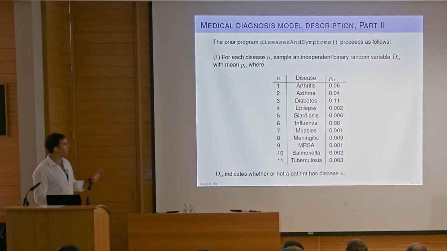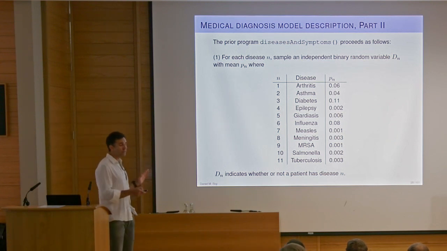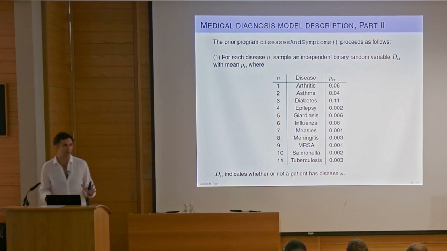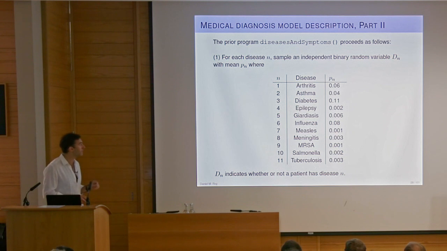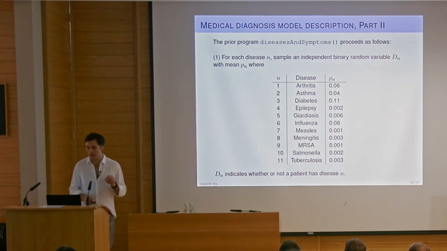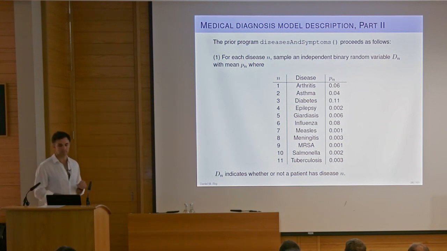All right, so I'm going to have 11 diseases that I'm interested in. Here they are. And under my prior, I'm going to assume, and this is not a great assumption, but it's a typical one that you see made all the time, that my patient is going to have each of these diseases independently with these probabilities. So I'm going to flip a coin, and 6% of the time, my hypothesized patient is going to have arthritis. 11% of the time, they'll have diabetes. 1/1000th of the time, they'll have MRSA. All right, so that's the starting point.